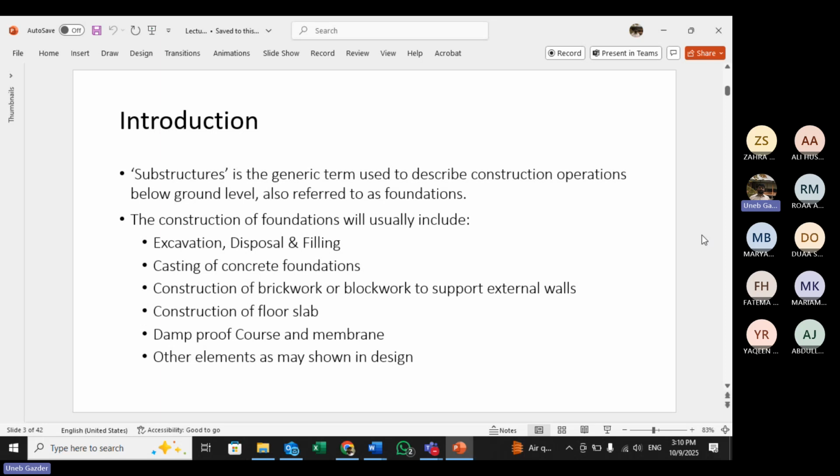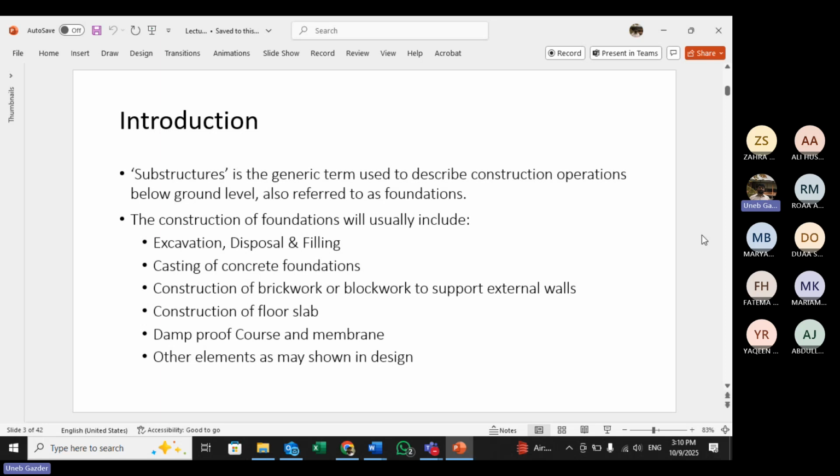Then we have foundations, which are mainly made up of concrete. Then we have construction work of blockwork or brickwork to support the external walls, because the internal walls are supported by ground beams. The internal walls may not have the beams because they are already on the slab. They are not on the edges. The main problem is at the edges, where we have external walls. So the brickwork or blockwork up to the ground level.